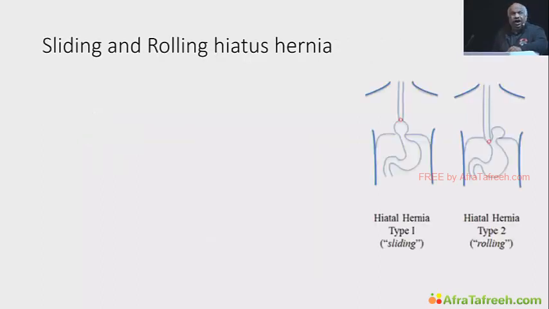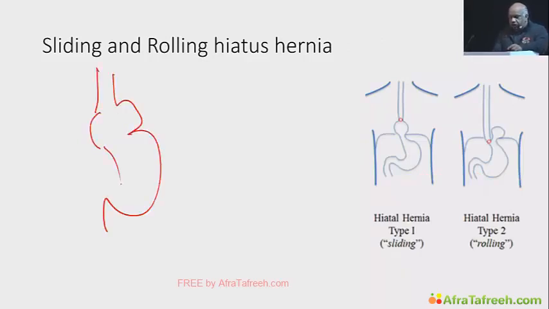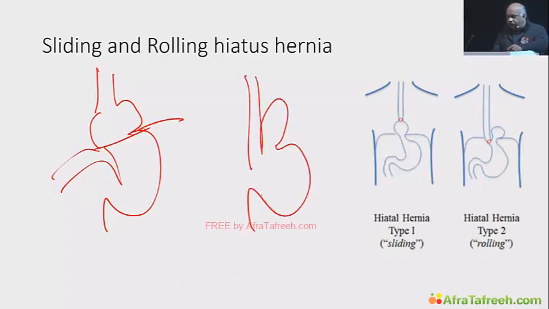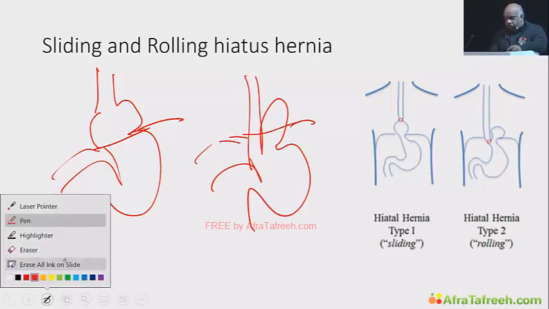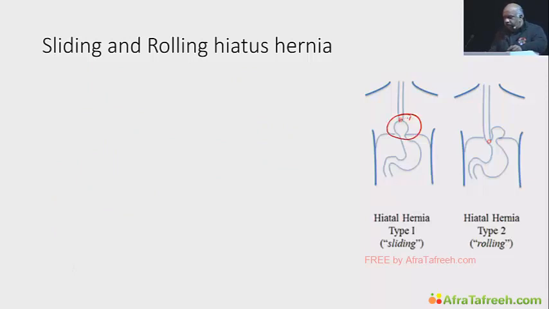Now, the hiatus hernia, sliding and rolling. In sliding, the GE junction goes up and slides above the diaphragm, while in rolling, a fundus part goes up, and the GE junction and cardia are below the diaphragm. So this is sliding, where you can see the sphincter is above, and this is rolling, where the sphincter is below and a pouch of the fundus has gone up.